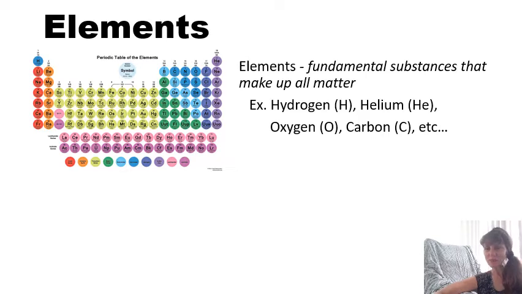Elements are the fundamental substances that make up all matter. We've got lots of different elements that you can see some of here on the periodic table of elements. Some examples of elements include things like hydrogen, helium, oxygen, carbon, nitrogen, chlorine, sulfur, phosphorus, barium, aluminum, potassium, xenon. Those are different types of elements.